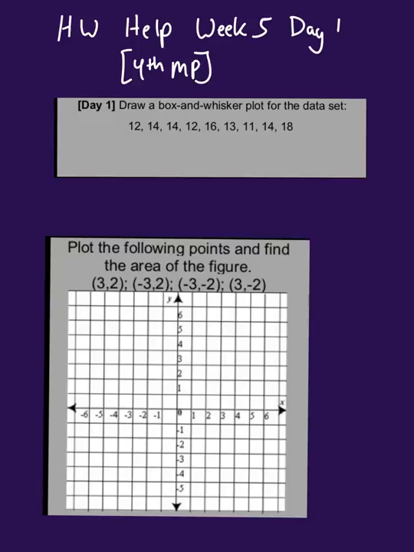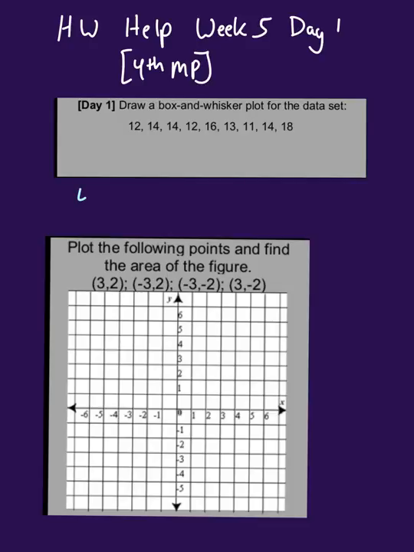It's week 5, day 1 homework help, so let's get started. First problem I'm helping you with says draw a box and whisker plot for the data set. So we have a bunch of numbers here, and we're going to have to put them in least to greatest order for a minute, but do you remember the 5 numbers you need to get for a box and whisker plot?